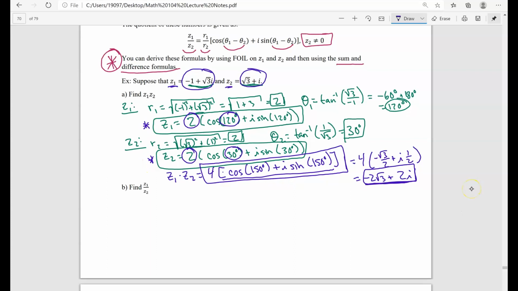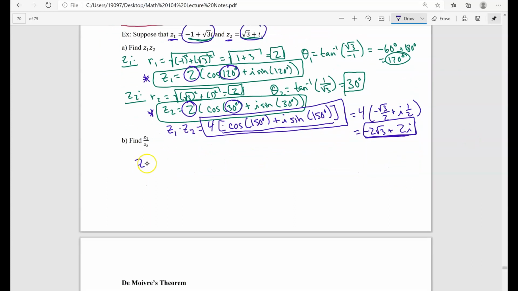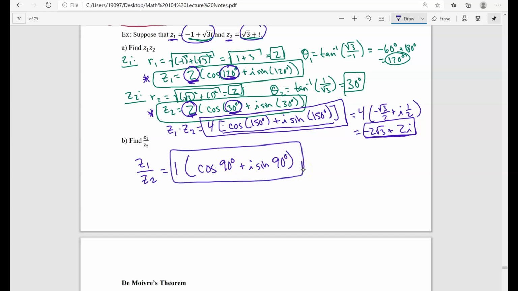Now let's do z1 over z2. This is going to be a lot easier to work with because all we have to do is divide r1 and r2. So r1 divided by r2 is just going to give me 1. Then we have the cosine of the subtraction of those two angles. So we take 120 and subtract 30, which gives me 90, plus i sine of 90. Basically this is going to be the answer.